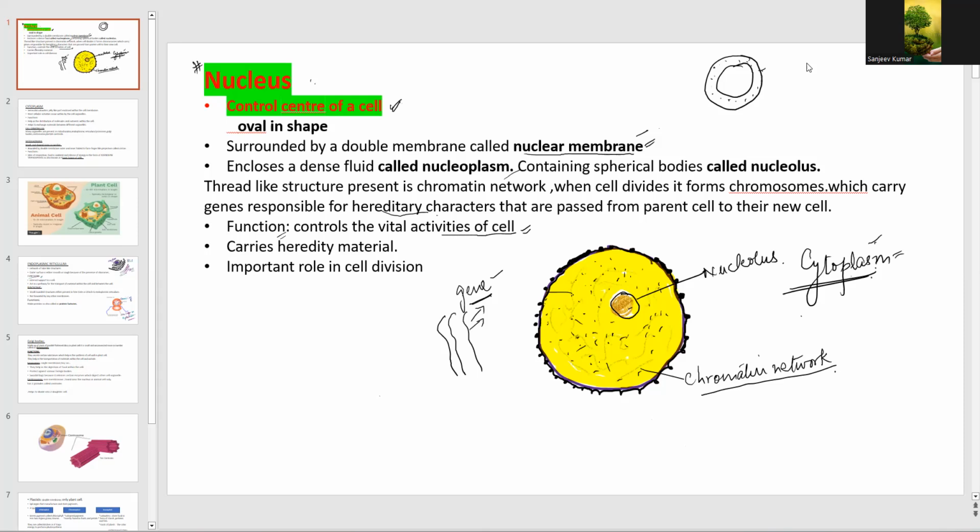Okay, so that means the nucleus plays an important role. इसके पास एक ऐसी चीज है जो पास हो रही है from generation to generation, and due to which we are resembling our parents. So it carries the hereditary material, which is the gene, and it plays an important role during cell division. Whenever the cell divides, meaning the cell divides from single to two, then two to again four.